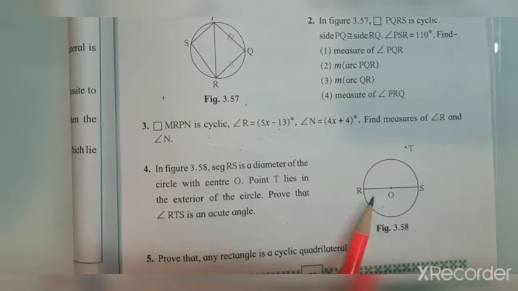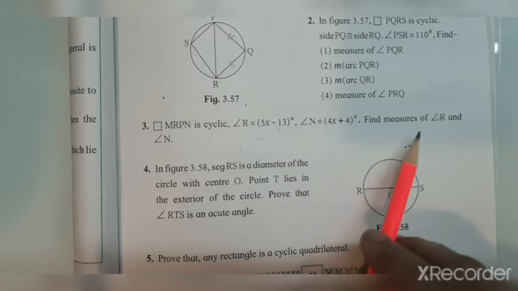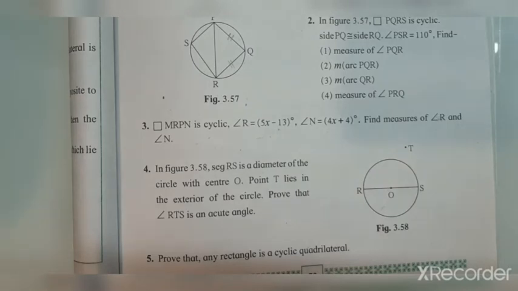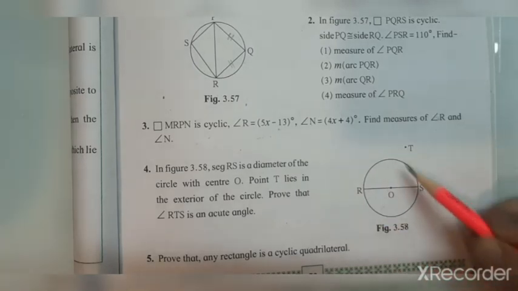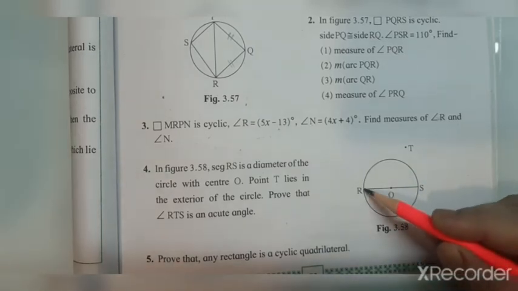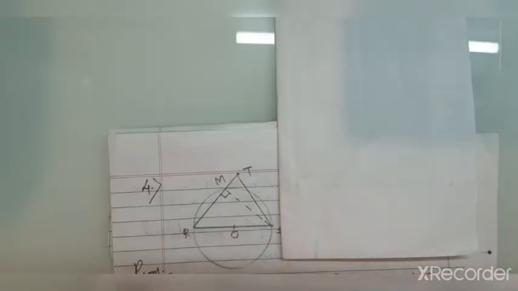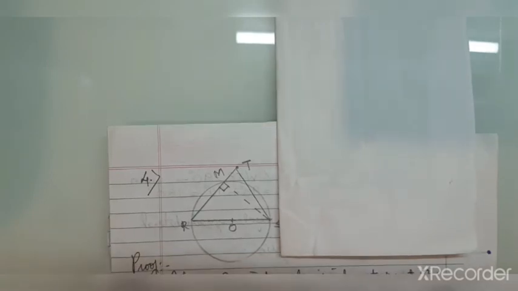Prove that RTS, which is not shown, so we have to draw this angle. RTS is an acute angle. That means if we prove that angle RTS is less than 90 degree, we can prove that it is an acute angle. So basically we have to prove that angle RTS is less than 90 degree. Now we have to make some construction in the given figure. First thing is RTS. We have to find less than 90 degree or acute angle.